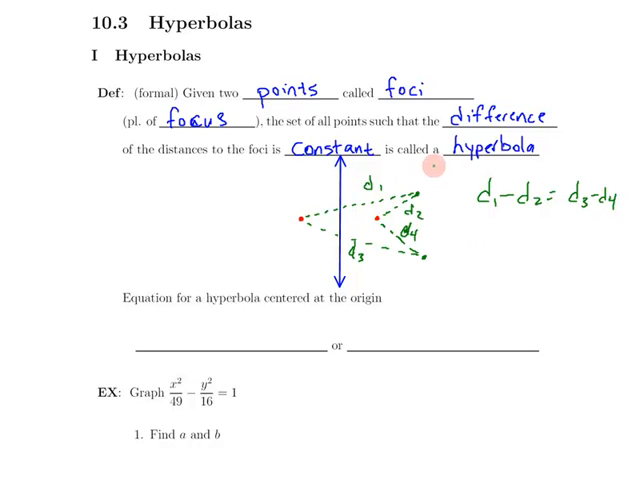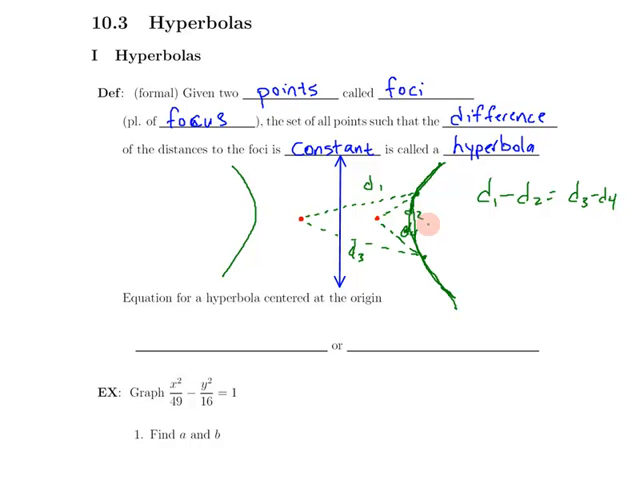Okay, and the shape, we've seen it, looks something like this. Kind of hard to see my wonderful picture here, but that's the hyperbola. We'll get a better idea of what's going on here when I do some examples.